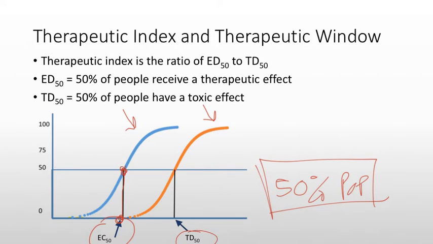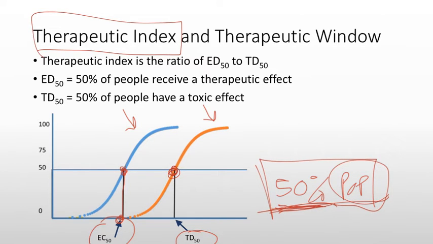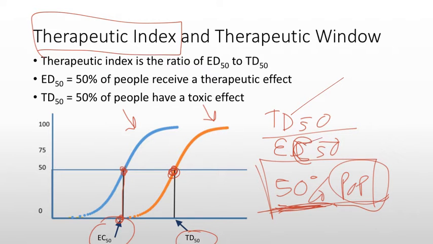And then I get to my toxic dose, my TD50. TD50 asks the question, at what dose does 50%, or at what concentration does 50% of the population experience a specific side effect, a specific toxin? And so that would equal right here. And so my therapeutic index is the ratio of these two numbers. Therapeutic index would be the TD50 divided by the EC50. Toxic dose for 50%, effective concentration for 50%.